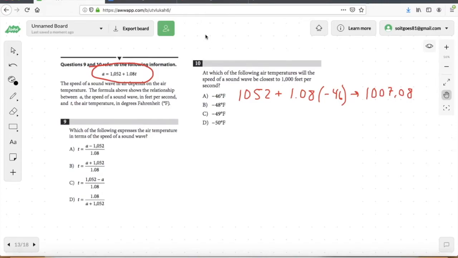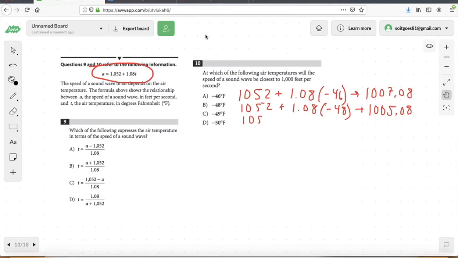Let's test answer choice B. What does that give us? 1,005.08. Ooh, 1,005.08. Let me. Ooh, I don't even have my calculator. Is that what you're getting, Juliana, as well? Yes. You getting the same? Okay. Let's test answer choice C.